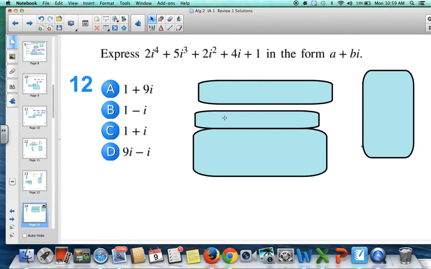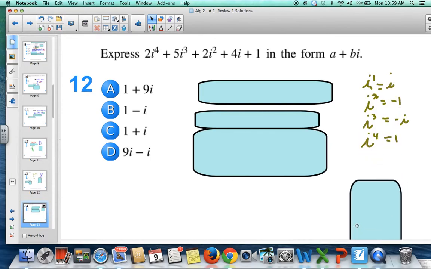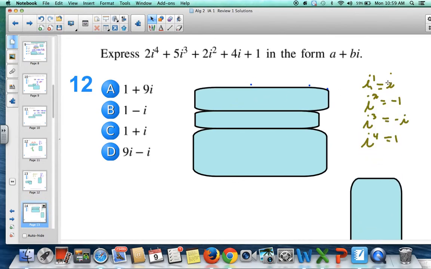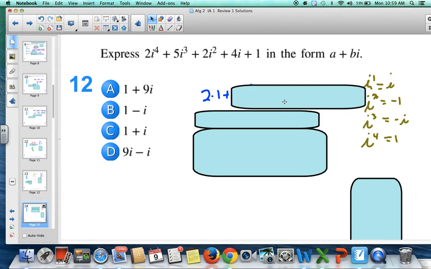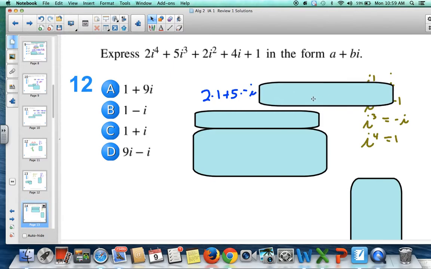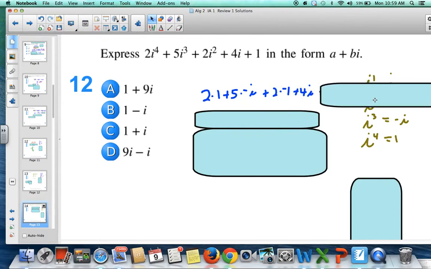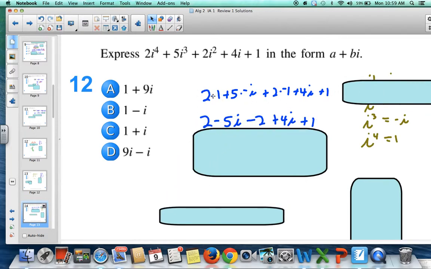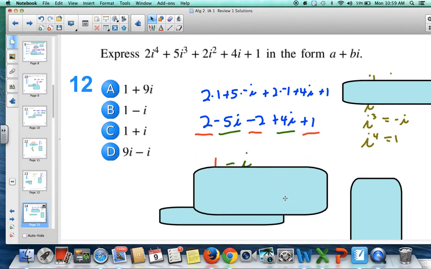Hopefully I'll get through this fairly quickly. This is kind of the same thing. What we're going to do is remember this over here. All these i to the first, i to the second, i to the third, i to the fourth, that's all what we have right here. So we're going to rewrite this as 2 times 1, because i to the fourth is 1, plus 5 times negative i, plus 2 times negative 1, plus 4i plus 1. And then we simplify that: 2 times 1 is 2, 5 times negative i is negative 5i, minus 2, plus 4i plus 1, and then we combine like terms.